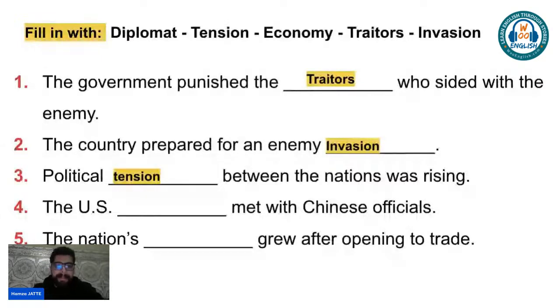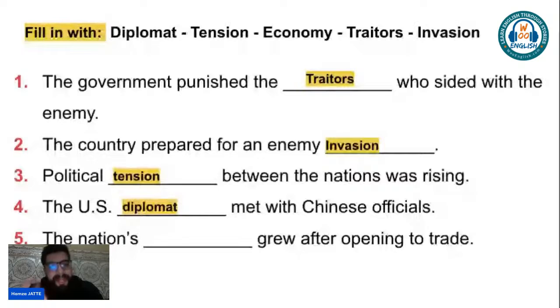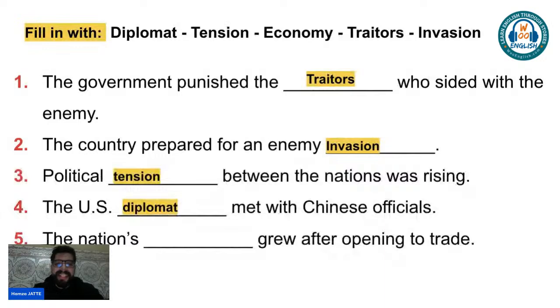So what do you think the correct word is for number four? Diplomat. Yes. I'm going a little bit fast because I want to move to the most important thing in today's live stream, which is the listening, of course. And of course, we are left with one more word, which is economy.